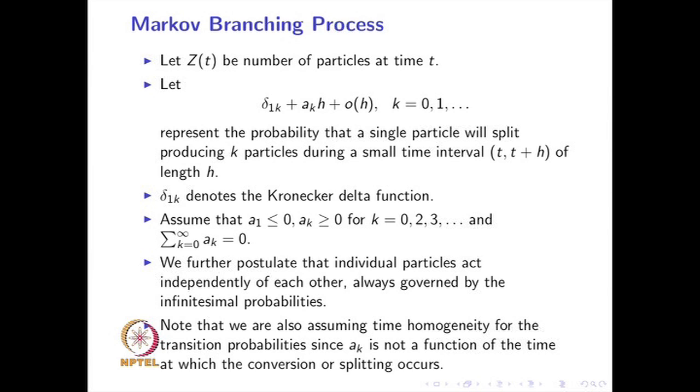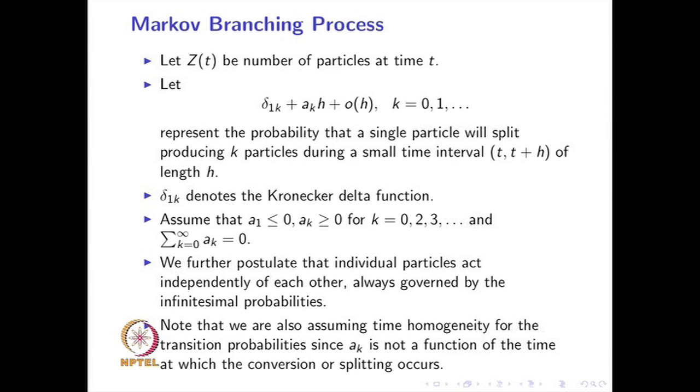δ_{1,k} denotes the Kronecker delta function. Assume that a_1 is less than or equal to 0. For k = 0, 2, 3 and so on, the a_k are greater than or equal to 0, and the summation of a_k, starting from 0, 1, 2 and so on, is 0. We further postulate that individual particles act independently of each other, always governed by the infinitesimal probabilities. Note that we are also assuming time homogeneity for the transition probabilities, since a_k is not a function of the time at which the split occurs.